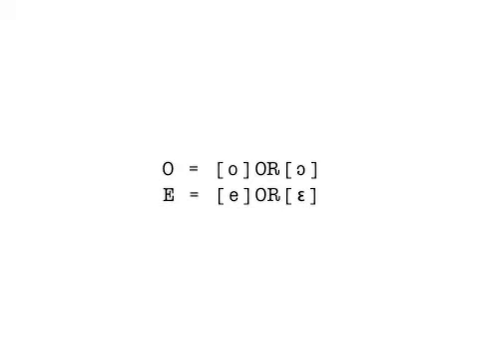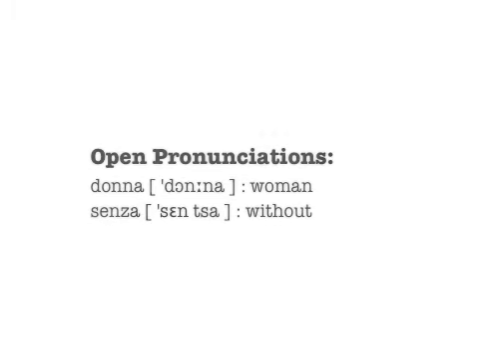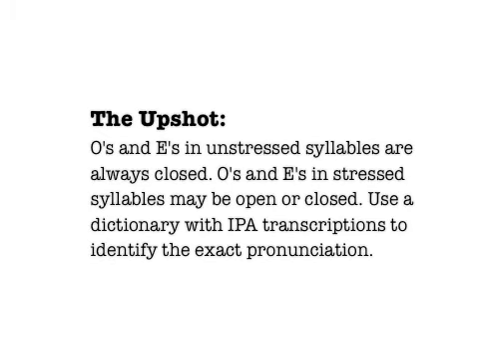If the O or the E is in a stressed syllable, it's sometimes pronounced open, O as in donna, and E as in senza. There are a couple of rules that you can use to figure out whether a stressed O or E is open or closed, but that topic is complex enough that I'd rather give it its own video later. For now, you should just consult a good dictionary with IPA to find out whether your O's and E's are open or closed.